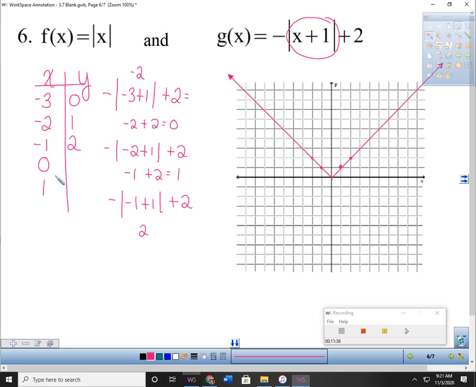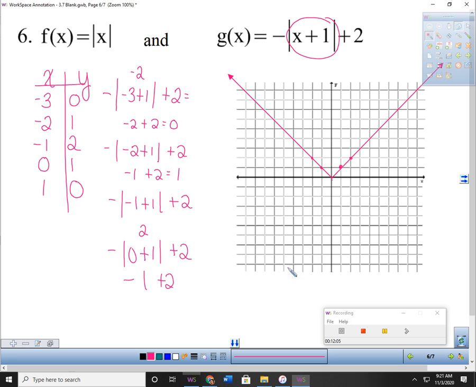All right. Then I'm going to plug in my 0. 0 plus 1, and then my plus 2. So 0 plus 1 is 1. The absolute value of that is 1, but I've got to take that negative. So negative 1 plus 2, which is 1. See how we've turned? So the next one should be 0, correct?